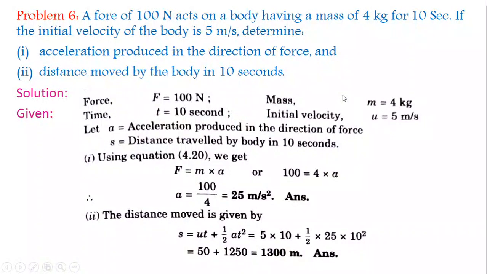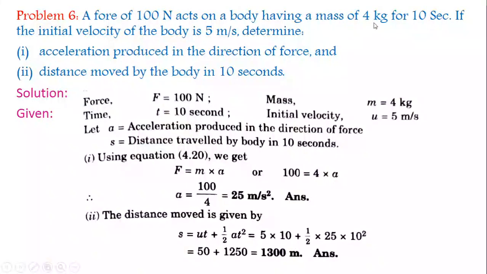Tutorial problems. Let's see. A force of 100 Newton acts on a body having a mass of 4 kg for 10 seconds. If the initial velocity of the body is 5 meter per second, determine the acceleration produced in the direction of force. Because of this force, how much acceleration will we get?